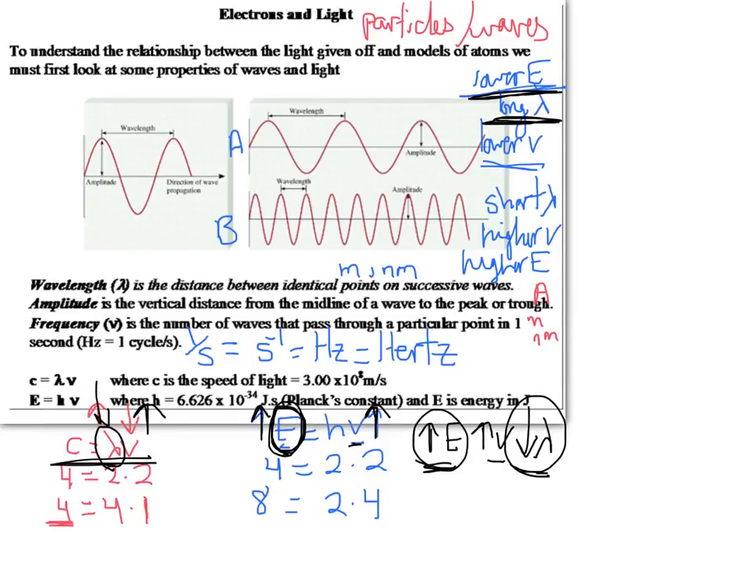So you need to be able to use these two equations here. You need to know the symbols for each of the variables, be able to use them, and know the relationship between lambda and nu, E and nu, and then E and lambda.